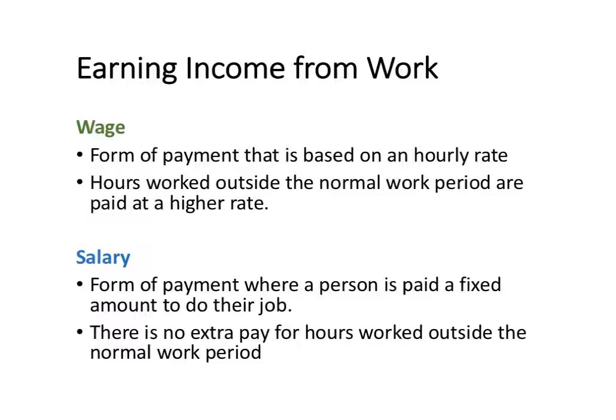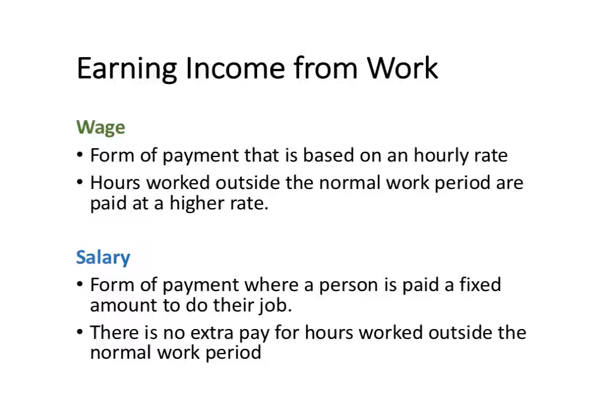You can also earn a salary instead of a wage when you are working. A salary is a form of payment where a person is paid a fixed amount to do their job. There is no extra pay for hours worked outside the normal work period. So if you are meant to be working from 8:30 to 5 and you decide to stay back to 6 o'clock or 7 o'clock to finish off something, you won't get paid any overtime. You get paid your normal set salary amount.